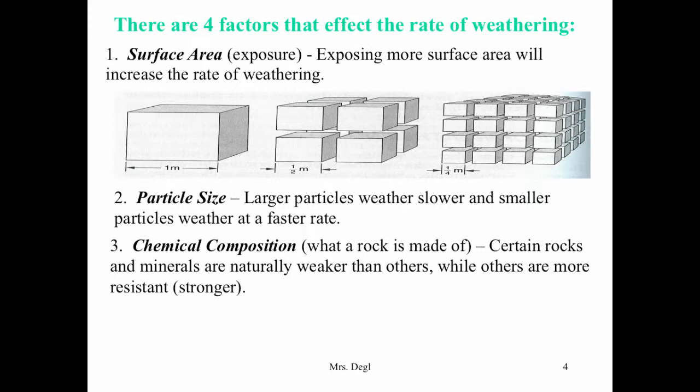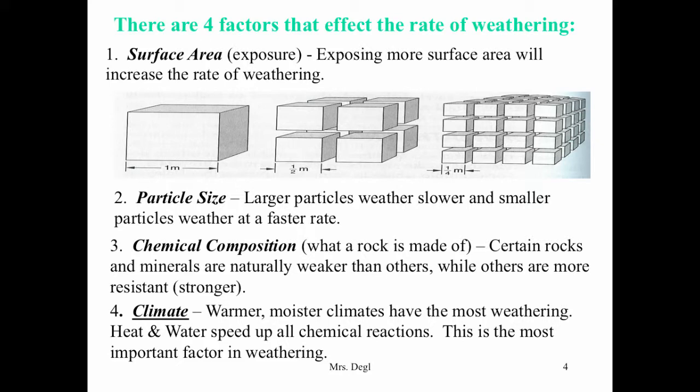And the third thing that affects it is what the rock is made of. Certain rocks and minerals are weaker than others, and some are stronger. That kind of went into that one word that we had about resistant. Some are more resistant to weathering than others, like granite. And the fourth one is climate. Warmer, moist climates have more weathering because the heat and the water speed up the chemical reactions, and it's the most important factor in weathering.